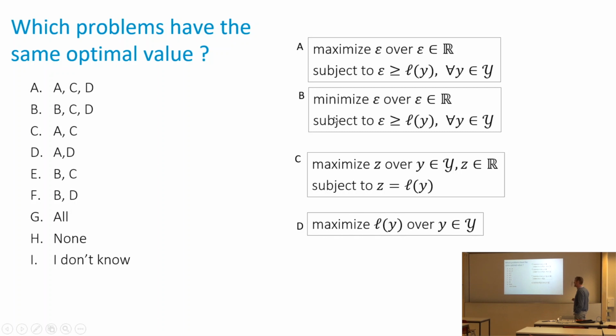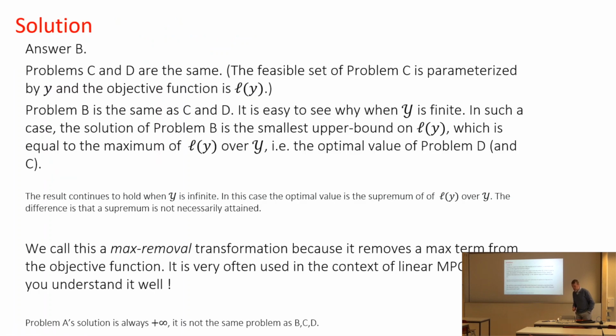Now less obvious is that B is the same as that, right? So minimize epsilon over epsilon in R subject to epsilon larger than or equal to L of y. Well, we have no constraint on epsilon other than this one. So given some y, the minimum of epsilon will be exactly L of y here. Or more precisely, this is what we have used many times, and we call it the max removal transformation, right?